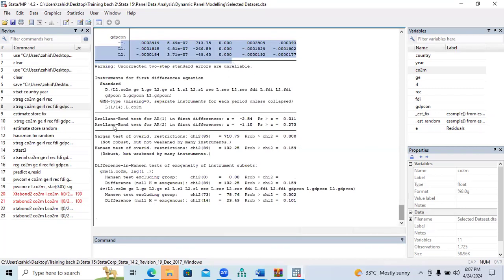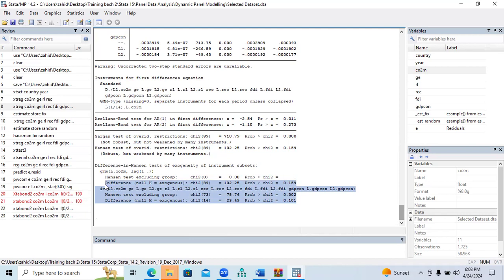The second thing is that you need to verify the AR2, Arellano-Bond test. It should not be significant. One of these tests should not be significant. So here the Hansen test is not significant, and the remaining tests are also not significant. So this is how you can consider the difference GMM.